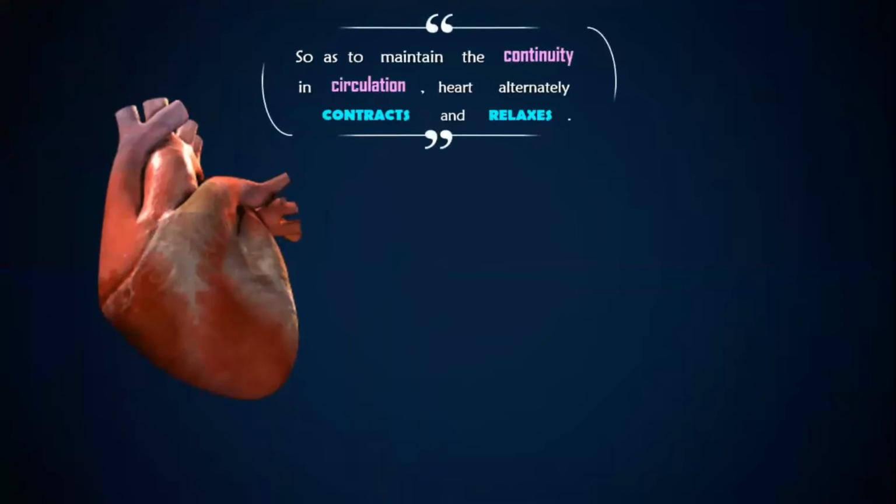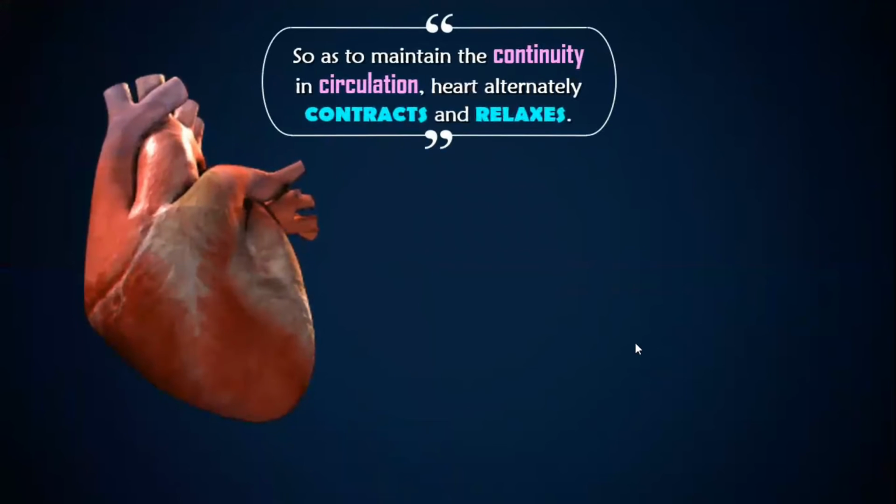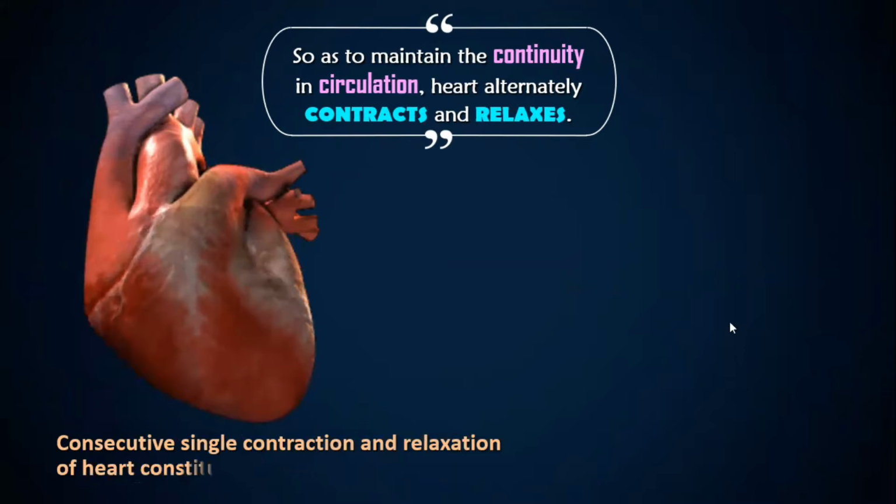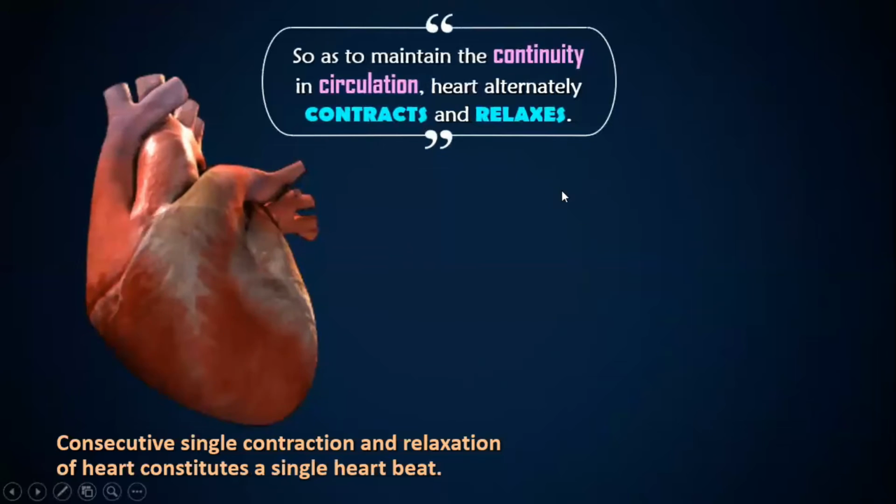Pumping of the heart, as you can see, to maintain the continuity in circulation, the heart alternately contracts and relaxes. Contracts means it's like bada chota, big small. That is called contracting and relaxing. As you can see on the screen, how the heart is contracting and relaxing. Consecutive single contraction and relaxation of the heart constitutes a single heartbeat. So एक बार contract होगा, relax होगा, उसको बोलते हैं एक heart beat.